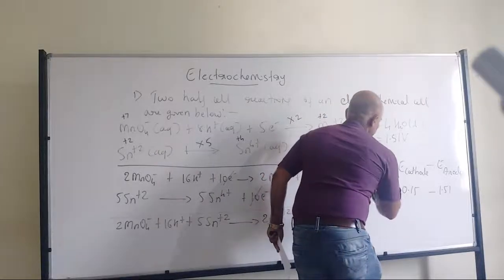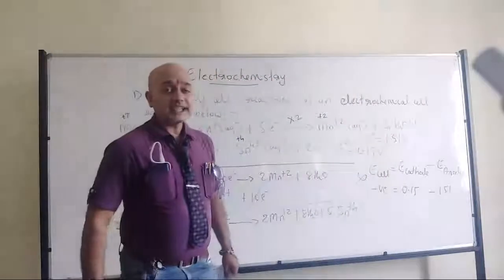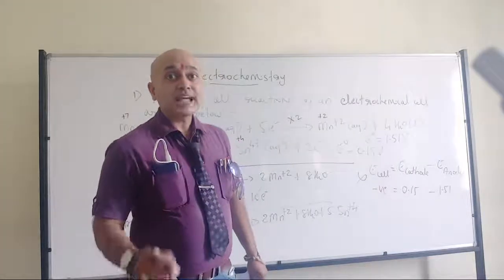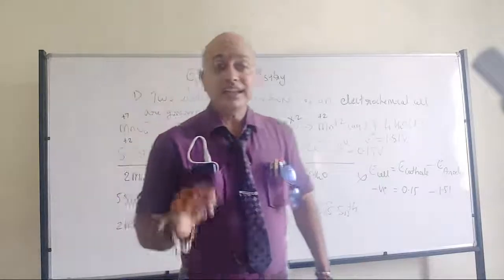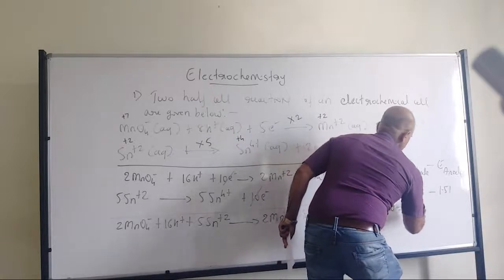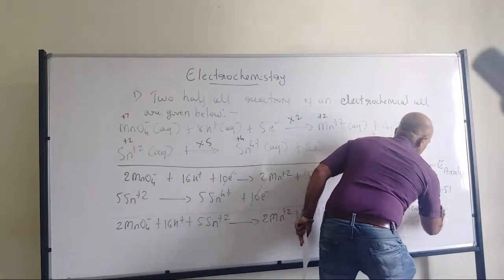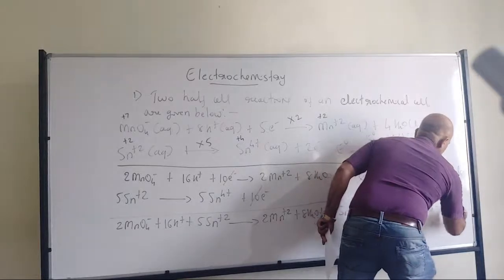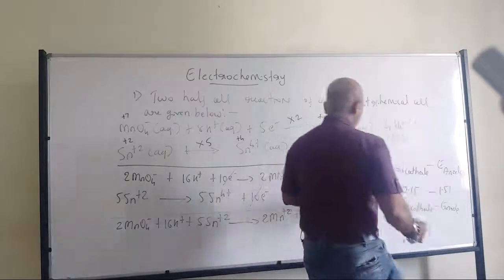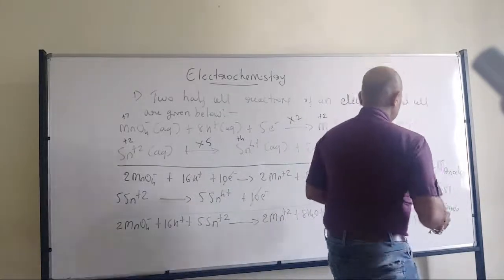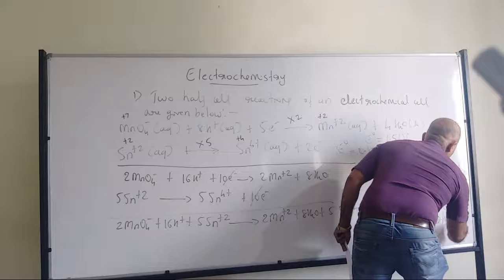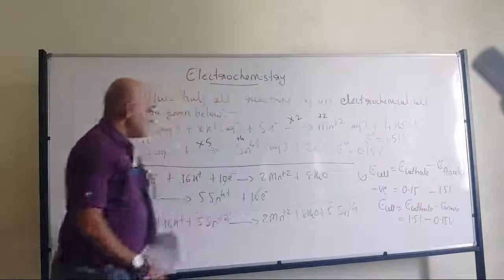So therefore, this cannot be done. This is not acceptable. Cell potential cannot be negative. If it becomes negative, that means the anode and cathode we have taken are wrong. So in that case, I will reverse it. E cell is equal to E cathode minus E anode. Now, in this case, I will take the cathode as 1.51 volt, that is related to permanganate, and then I will take the anode as 0.15 volt, that is related to stannous ion.